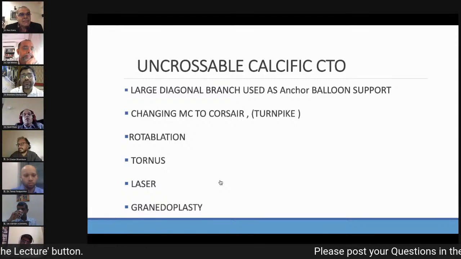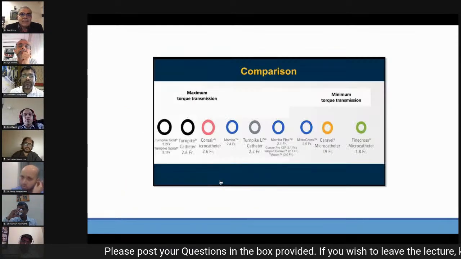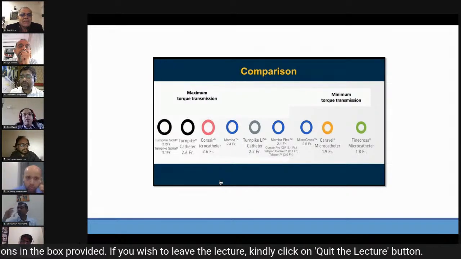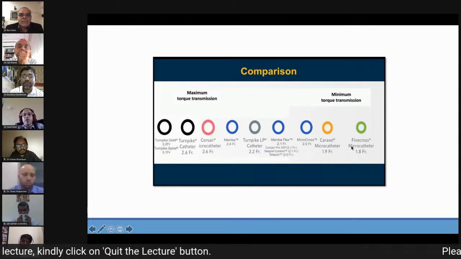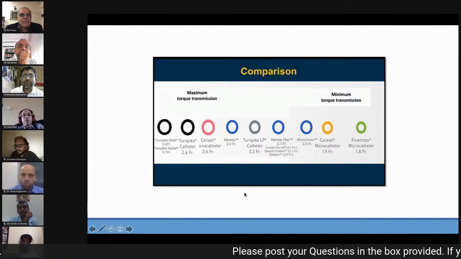Yeah. Okay. And so I didn't use this. This is the Turnpike catheter which the US guys use. This is the comparison of all the microcatheter Frenches that you have. So the FineCross, as you can see on the right side, has a 1.8 French, and the other, the Corsair, was the other available catheter with me at that time.